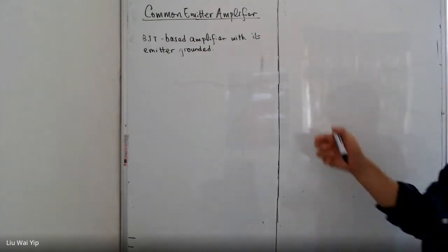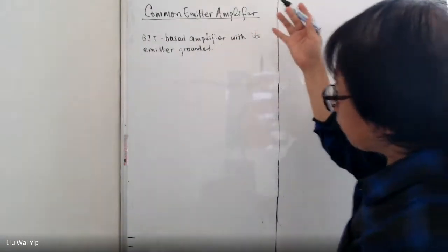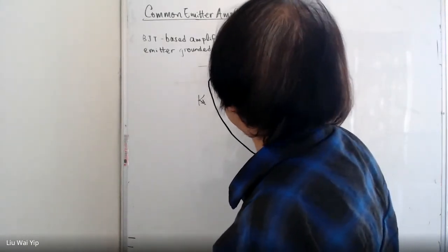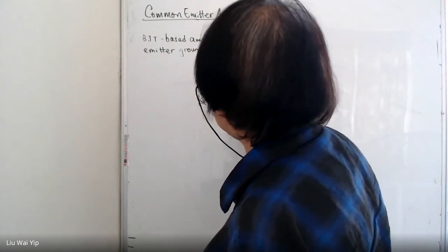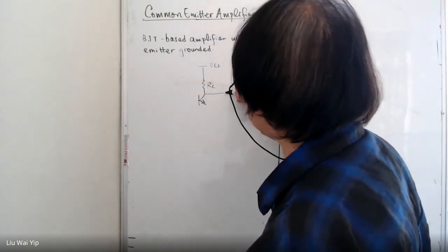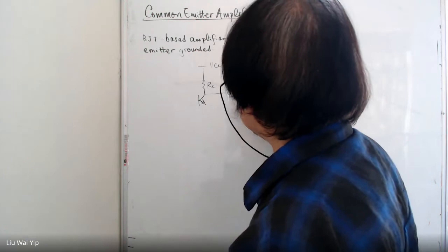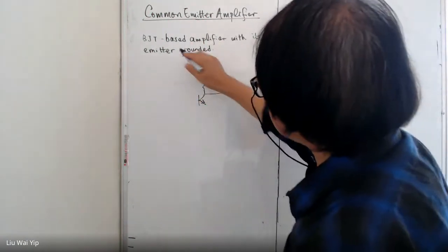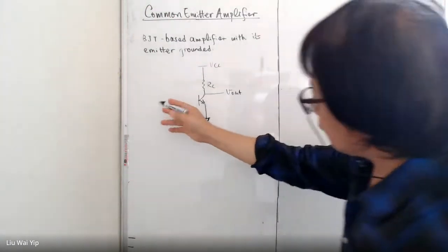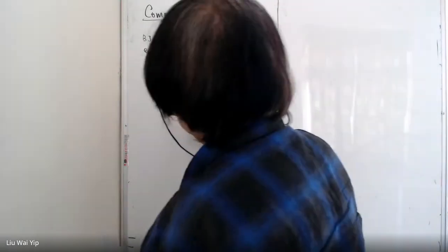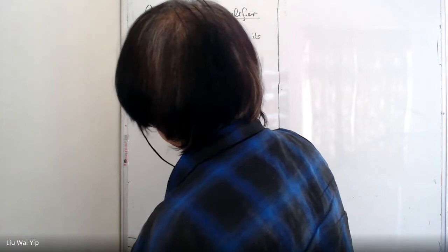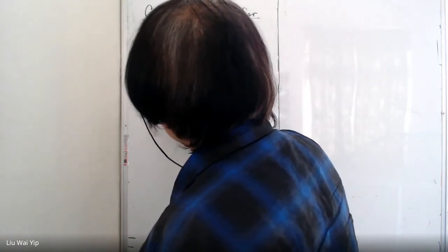Now the simplest example is this one. We have a VCC here and then RC. The output is to be captured from the collector of the transistor. And like I said, the emitter is grounded, and the input is to be fed to the base. In this case, we have the base here, and most likely you will have an input source here.